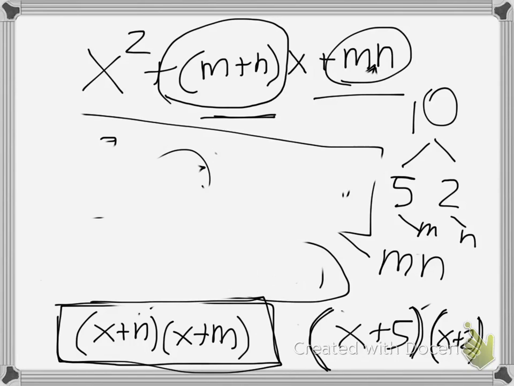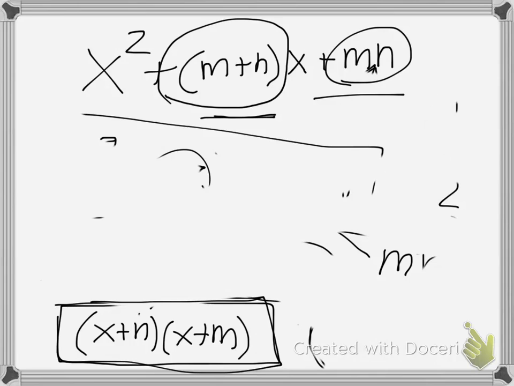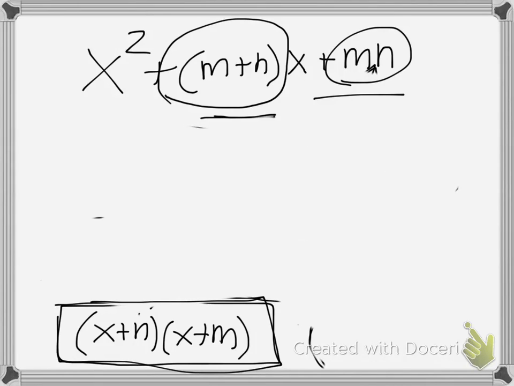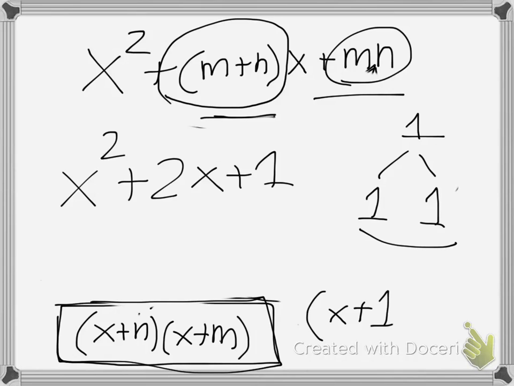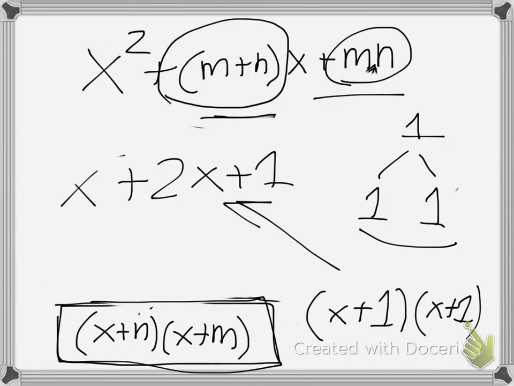So let me do another one. Let's do x squared plus 2x plus 1. So I'm going to take factors of 1. Well, there's only 1 and 1, and those add up to 2. So m is 1 and n is 1, so this factors to (x plus 1) times (x plus 1). So that's how you factor that.